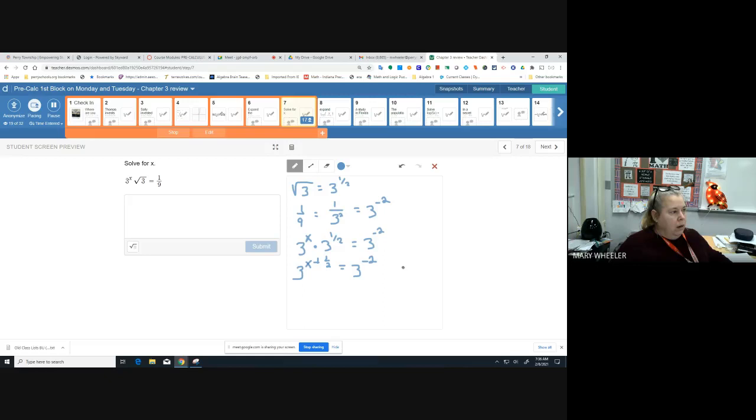Well, you've got one base, your bases are the same on both sides, so you can set them equal, or the exponents. Sorry, I said that awkwardly. Set your exponents equal to each other since your bases are the same. So x plus 1/2 equals -2. Subtract 1/2 from both sides, and you get x equals -2 and 1/2. Or if you want to get fancy, -5/4.